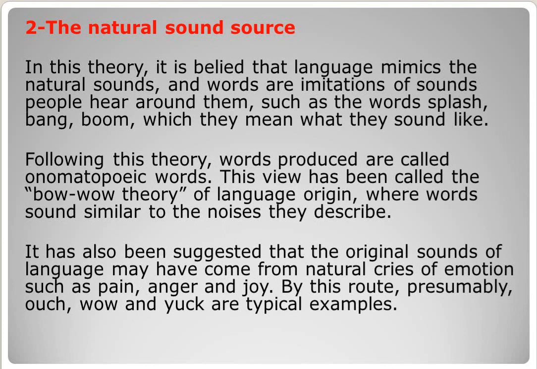Following this theory, words that are produced following the sounds they have are called onomatopoeic words, and this view is called the bow-wow theory of language origin. In this theory, words sound similar to the noises they describe. For example, the sound of the word splash is similar to the meaning of the word, which is the splash of water. So the sound of the word means exactly what it refers to.